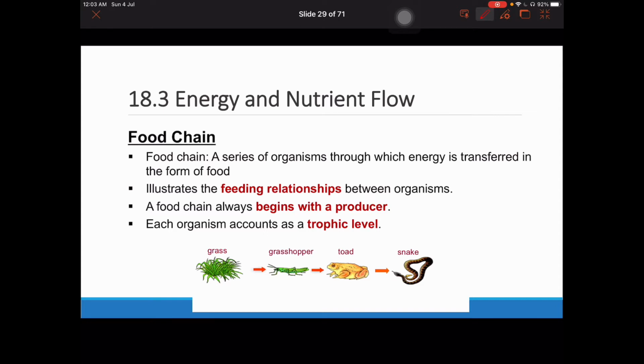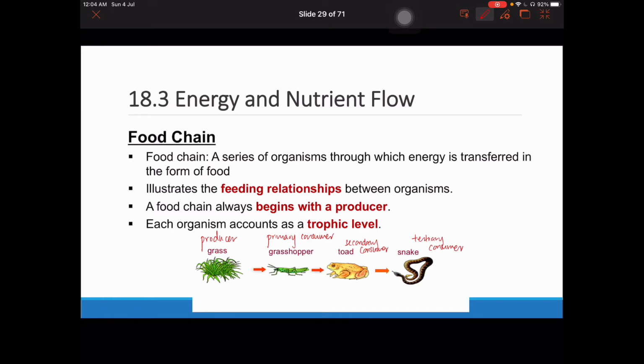So if you recall what I said earlier on, the grass in this case is what we call the producer. The grasshopper in this case is a consumer, and it's the first one that feeds on the grass, so it's what I call a primary consumer. The toad will be what I call a secondary consumer, and the snake is what I call a tertiary consumer.